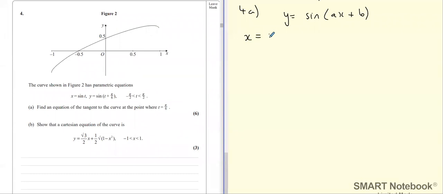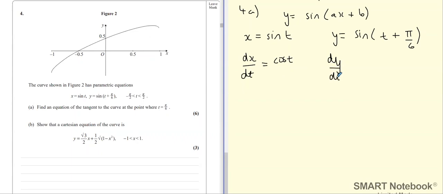X equals sine t, dx by dt equals cos t. There's my helpful hint. Y equals sine of t plus pi over 6. What's going to be the differential of this, please?